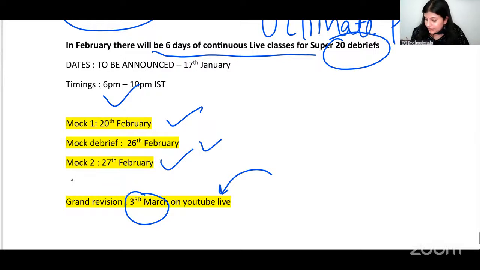Now, are the classes in Hindi or English? English, for international students and Indian students combined, it's in English.